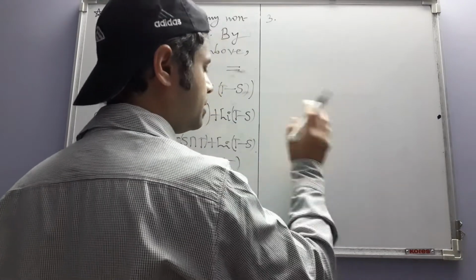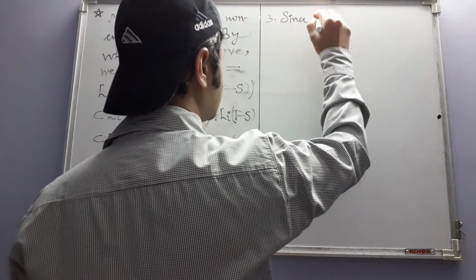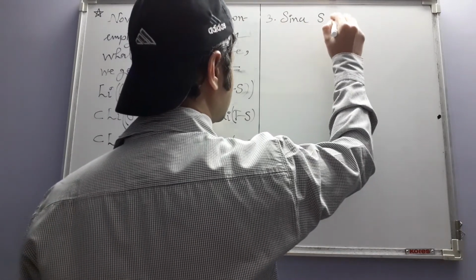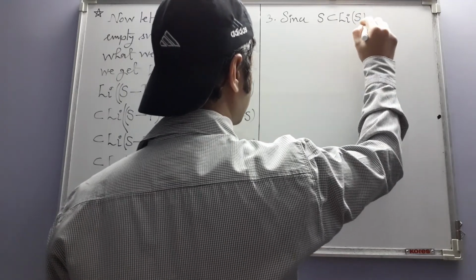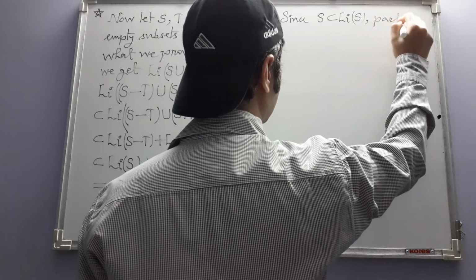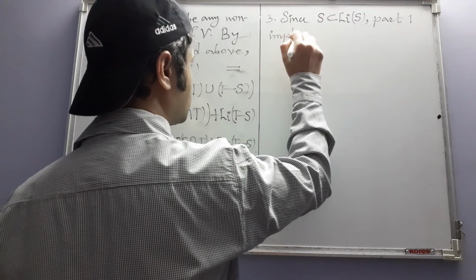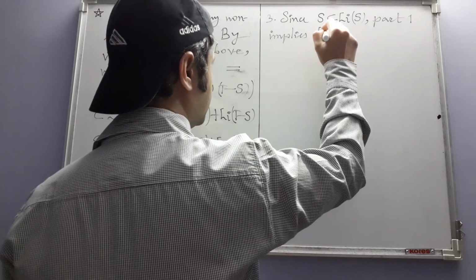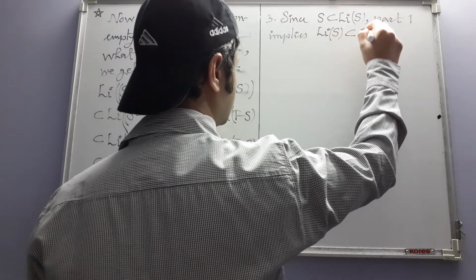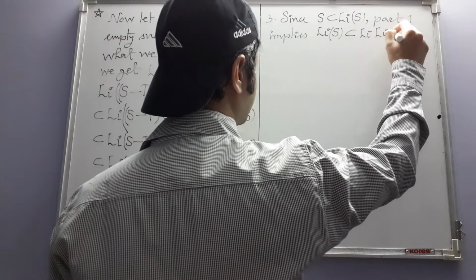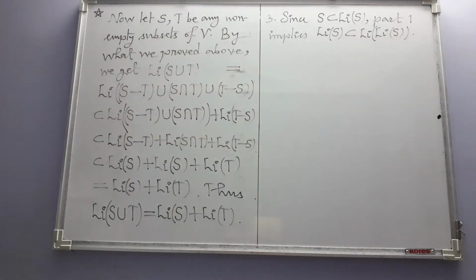One half of part 3 is very easy, since S is contained in the linear span of S. Part 1 implies that the linear span of S is contained in the linear span of the linear span of S. Okay.